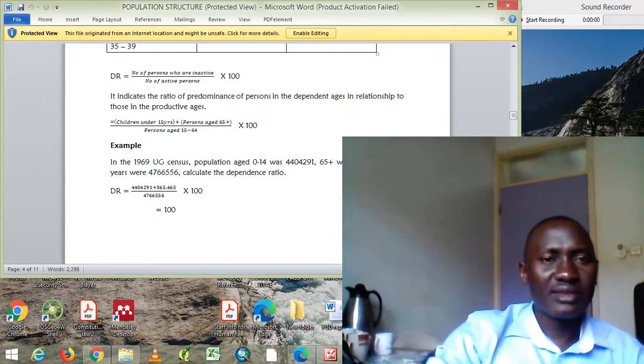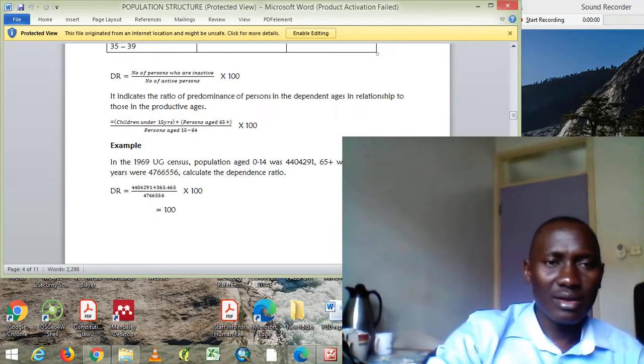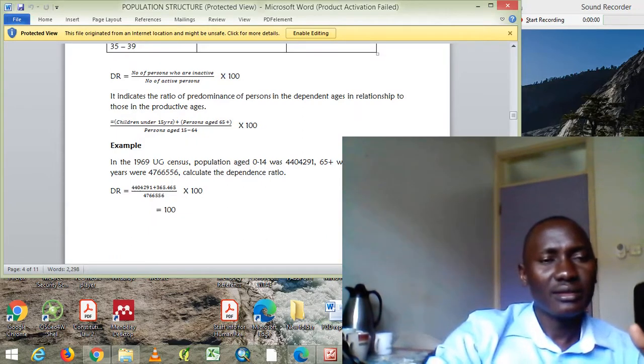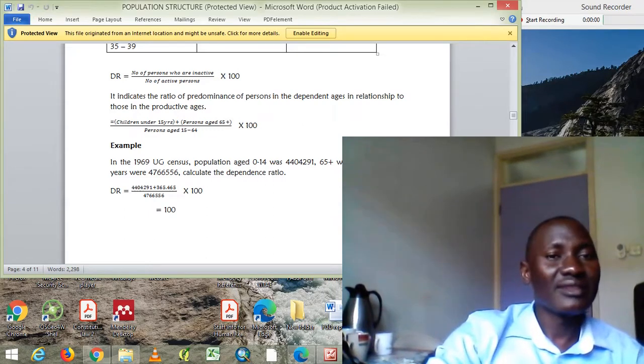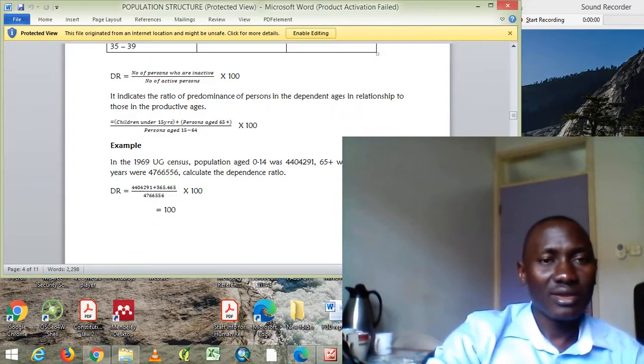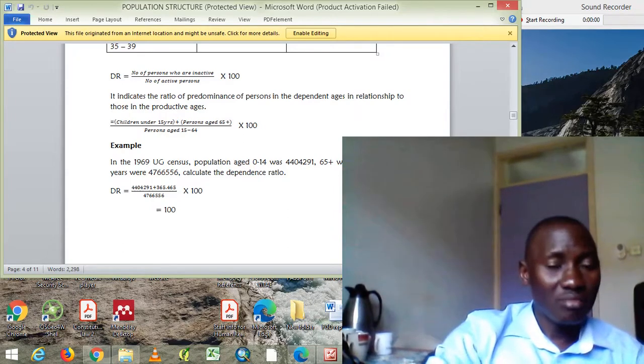We have some examples in the notes. You look at them. I will calculate the dependence burden. The dependence ratio, for example, is the number of persons who are economically inactive over the number of people who are economically active. Please, this active here, I'm referring to economics. You may think I'm referring to another type of activeness. I'm referring to economically active.